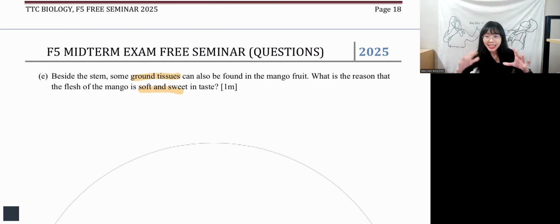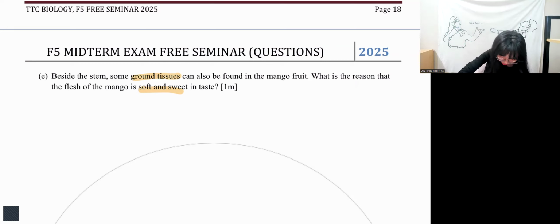large vacuole. So in the vacuole, they can store food. That's why it can be sweet. In the vacuole, they store cell sap. Cell sap contains what? Mineral ions. It contains sugar, which is glucose, sucrose, amino acid. They contain enzymes, hormones. That's why the parenchyma tissue is the one. Soft texture is also under the parenchyma tissue because they have a thin cell wall, right?